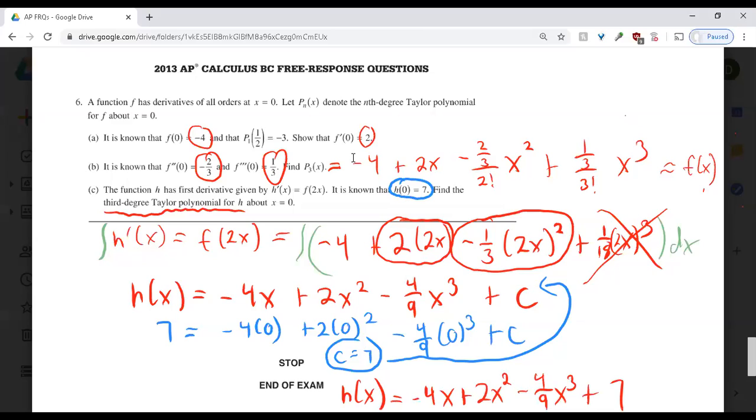To me, this looks like a really good candidate for a type of problem you might see, because it ties in Taylor series with integration, or Taylor polynomial with integration. So this definitely would be a good one to go over again before next week.